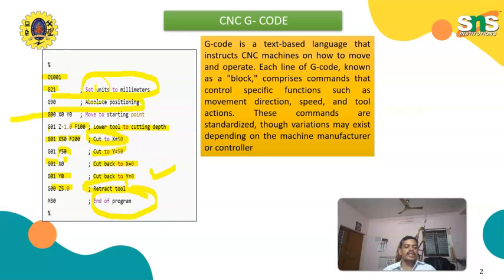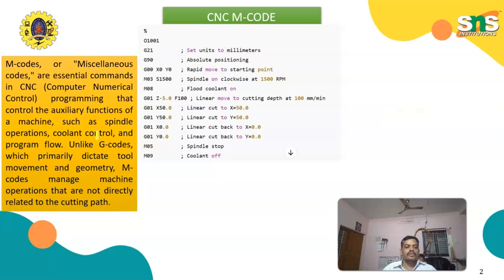These are small examples of CNC code. This is an M code. M code is the machine command. M03 spindle on, speed 1500. Okay, these are some examples of machine codes.